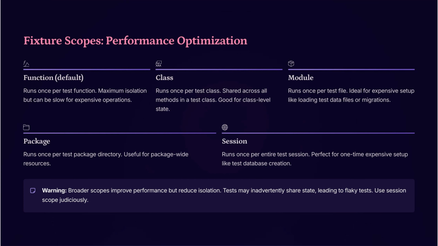Fixture scopes in PyTest optimize performance by controlling how often fixtures are executed. Function scope runs per test, ensuring maximum isolation. Class scope shares fixtures across test methods, while module scope is ideal for expensive setups. Package and session scopes reduce setup time but risk shared state, potentially causing flaky tests. Choose scope based on isolation needs and performance trade-offs.